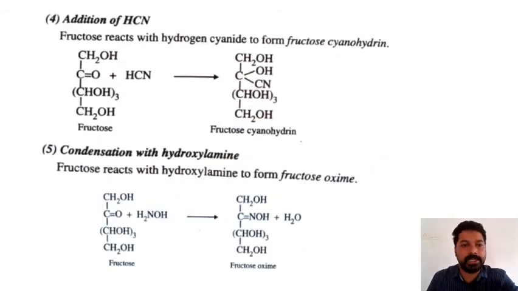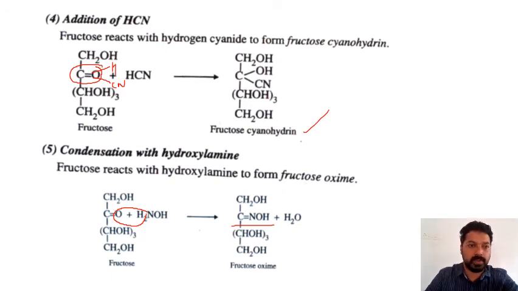Again, you can see addition of hydrogen cyanide. There is a carbonyl group, so H and cyanide will be added to get the fructose cyanohydrin. Next, reaction with hydroxylamine, similar to glucose: fructose can form an oxime, C double bond NOH, a fructose oxime. All these reactions are repetitions of the glucose reactions.